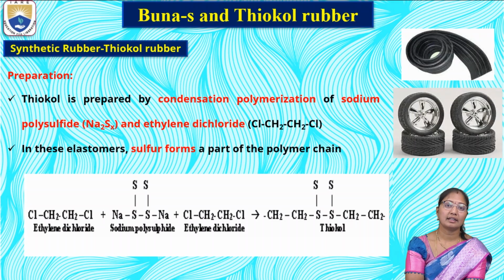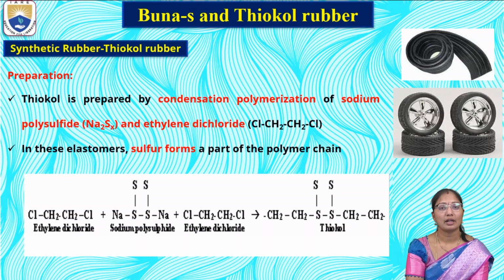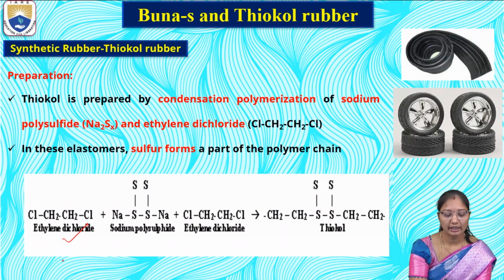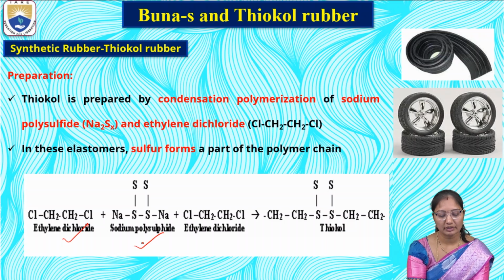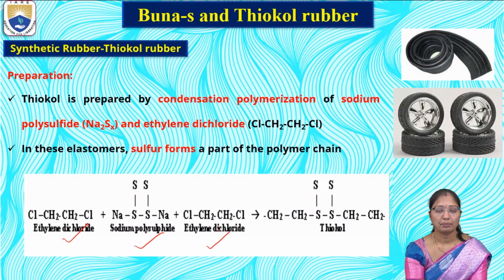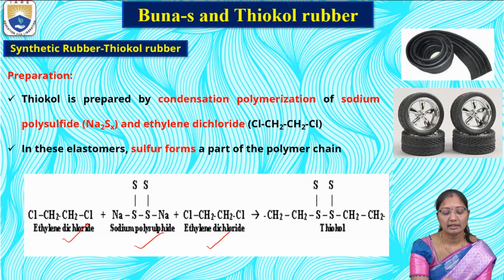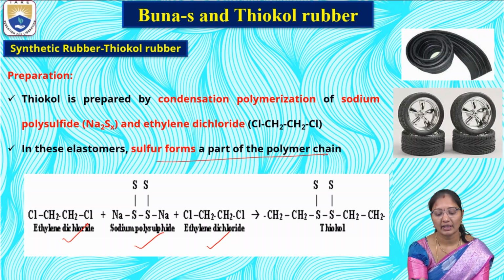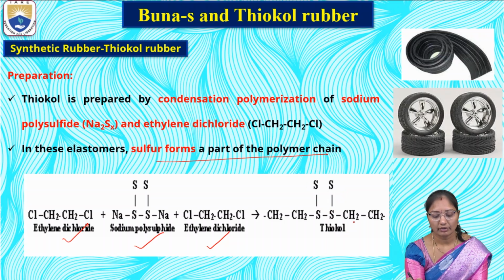Coming to the next category, one of the synthetic rubbers, Thiokol rubber. Thiokol is prepared by the condensation polymerization process. It is done with the reaction of ethylene dichloride and sodium polysulfide. These are the monomers. In these elastomers, sulfur forms a part of the polymer chain. This is why it is called Thiokol S rubber, because of the presence of sulfur in its chemical structure. So, ethylene dichloride and sodium polysulfide.